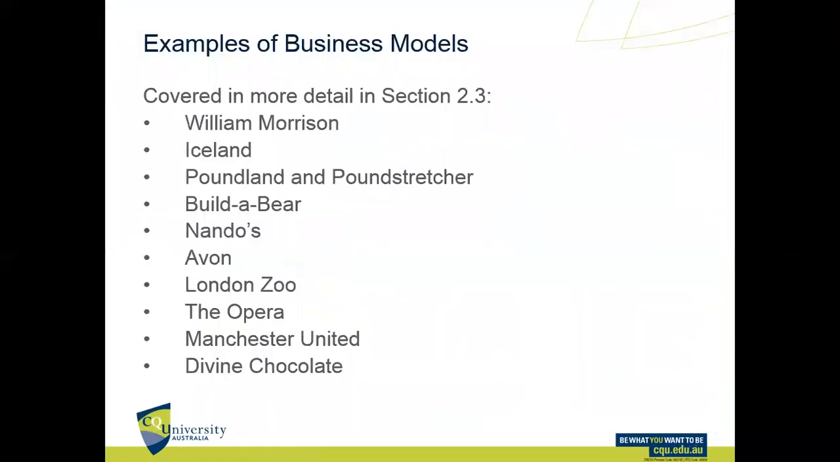The textbook covers quite a number of business models for different companies, in quite some detail, so you can read some of the examples. They are not all products. Some of them are services. You have London Zoo, for example, which is a non-profit organization, and Manchester United, which is a soccer or football team. So they talk about the way these organizations or companies utilize a business model to make money for the company and ultimately for the shareholders.